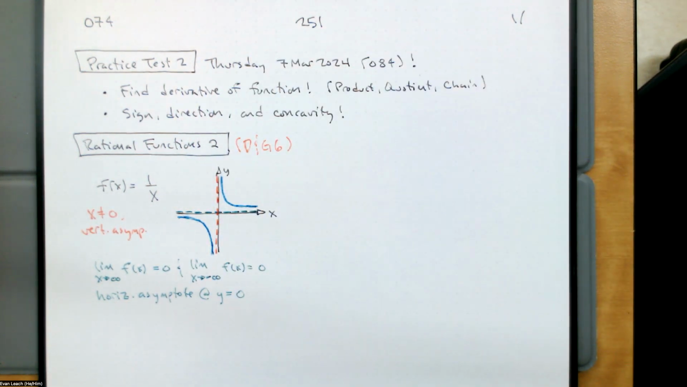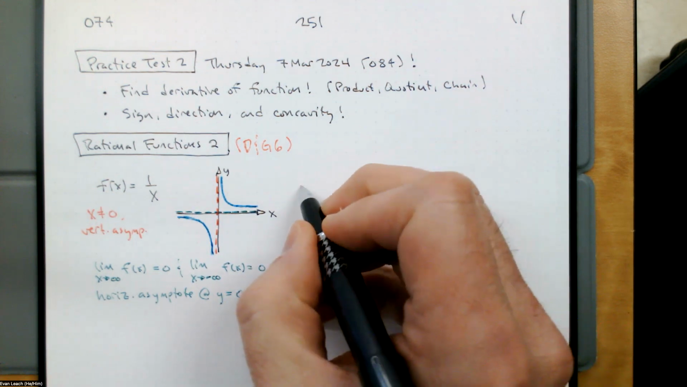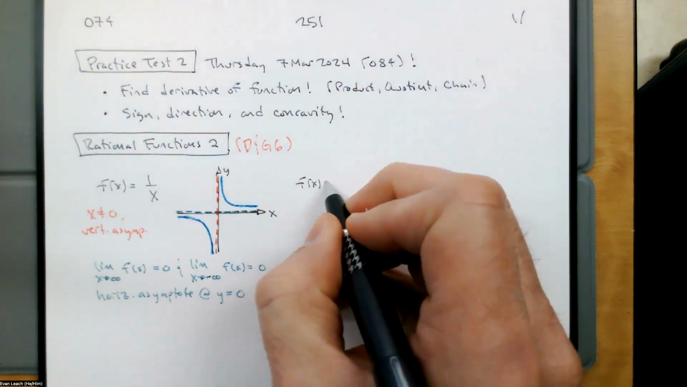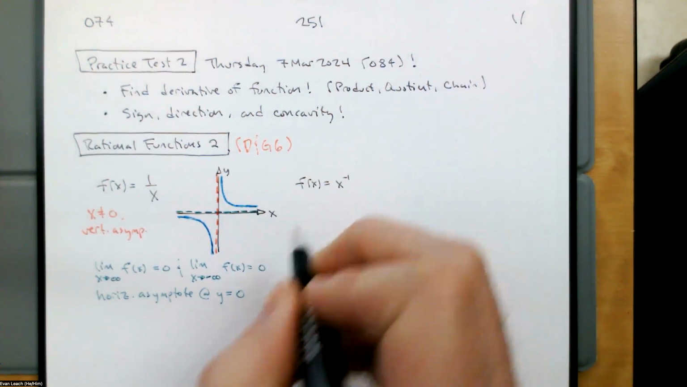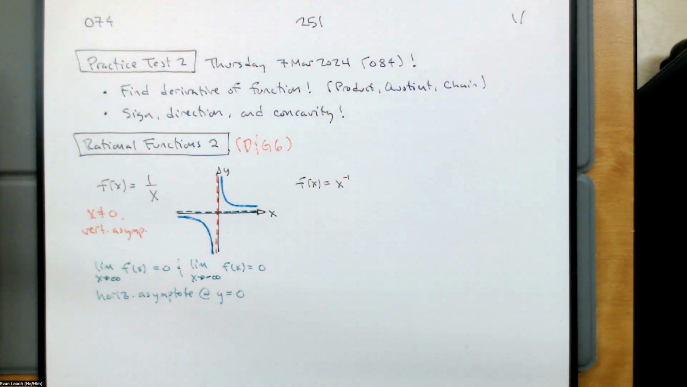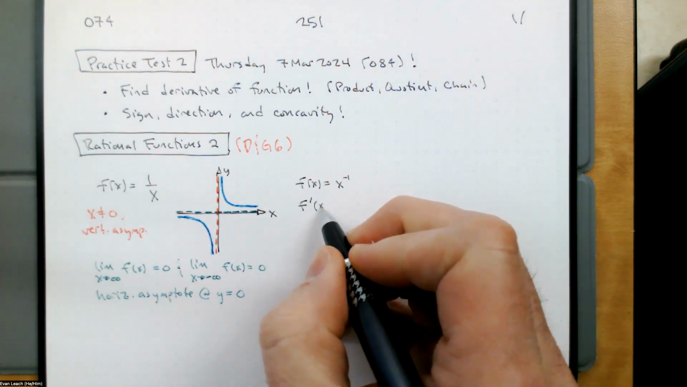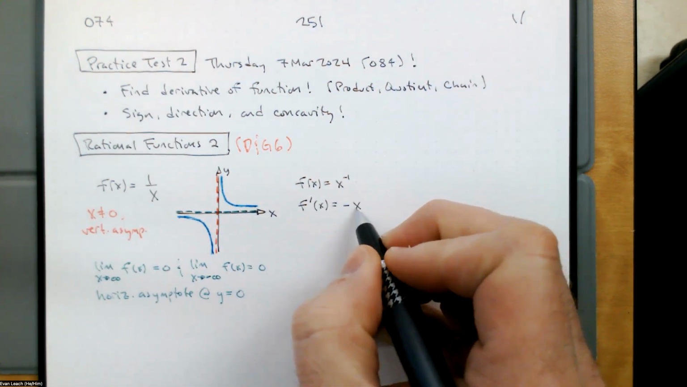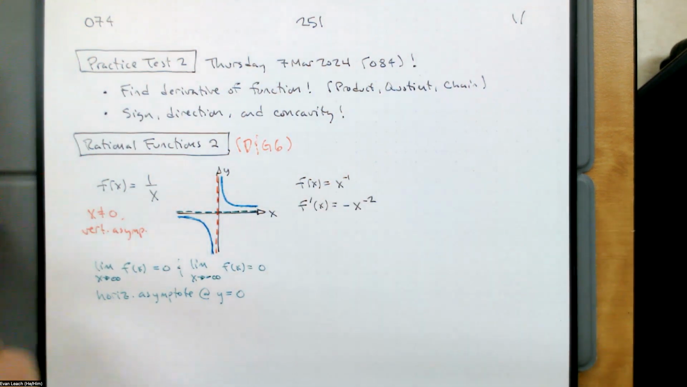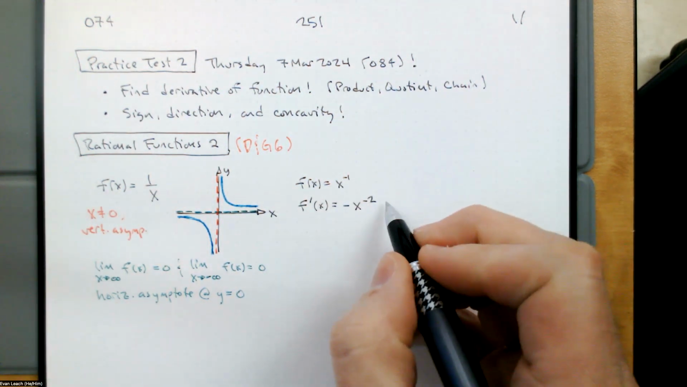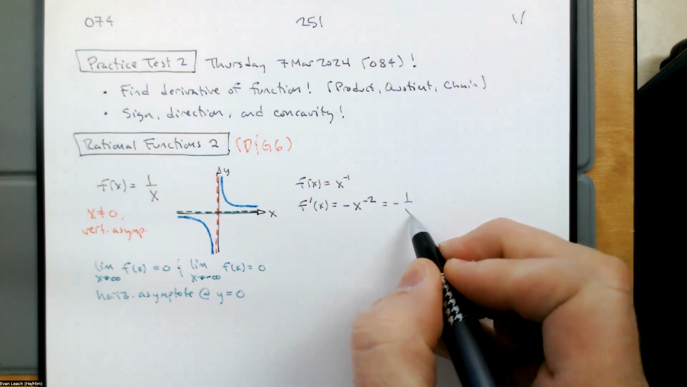The other thing that we wanted to include with this is information about derivatives. So our function is x to the negative 1. Our first derivative is negative x to the negative 2, or negative 1 over x squared.